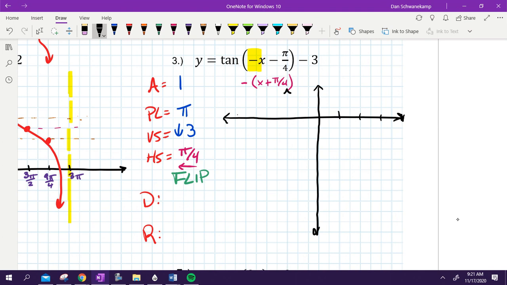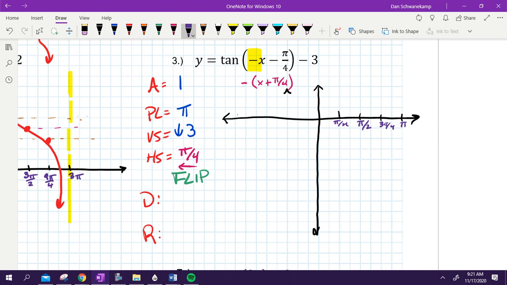Here we go. We are doing period length first, so we're going to label our period length. So this one is pi. This is pi over 2. This is pi over 4. This is 3 pi over 4.